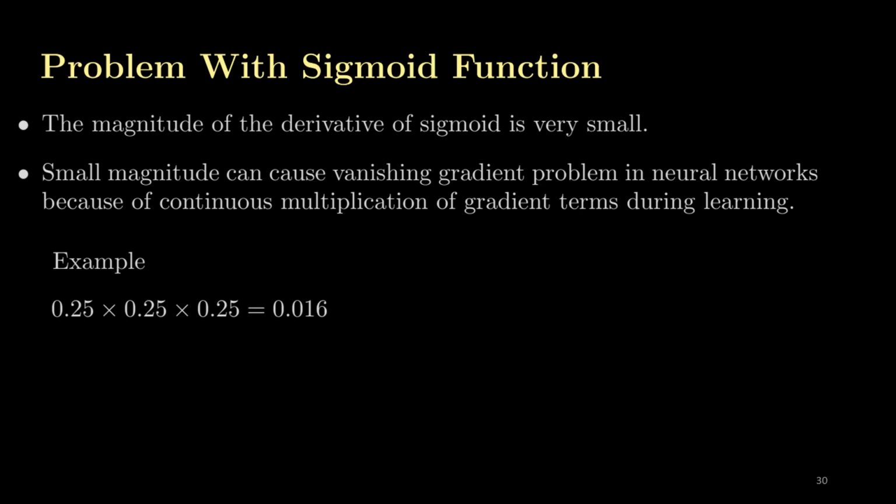So in this lecture, we learned about the sigmoid function. We learned why the sigmoid function is a useful activation function when used with the output layer of a neural network, and what the problems are of using sigmoid as an activation function with the hidden layer.